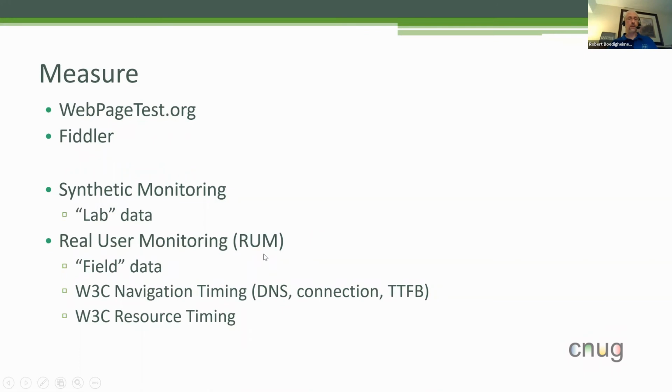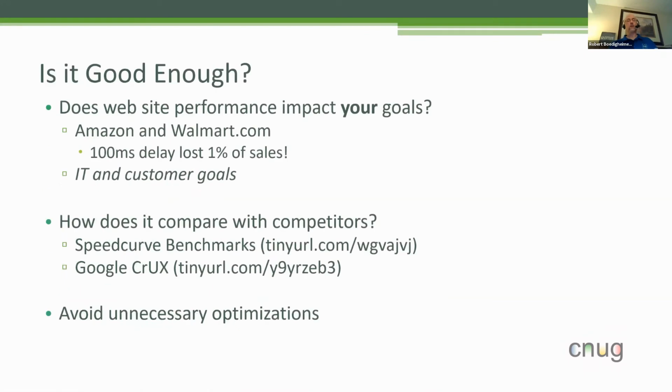Okay, so that's some of the measurement stuff. Next thing to consider is, are you good enough, right? When do you quit? Does performance really matter? So it was interesting, both Amazon and Walmart intentionally slowed their website by 100 milliseconds, so a tenth of a second. And they did an A/B test to measure what that did to their sales. And coincidentally, for both of them, they both lost 1% of their sales by being only a tenth of a second slower.